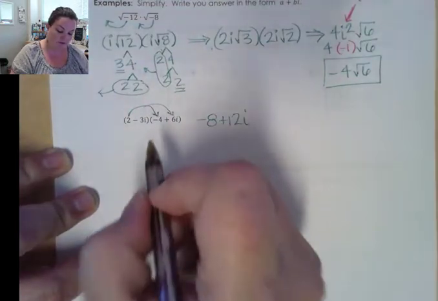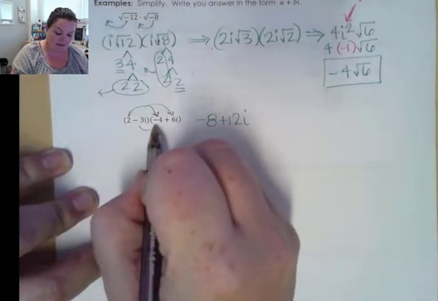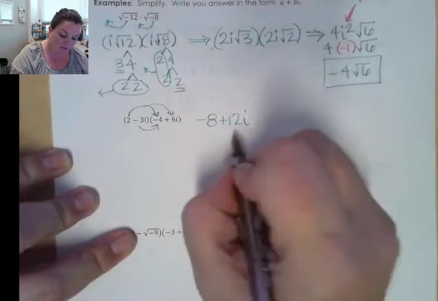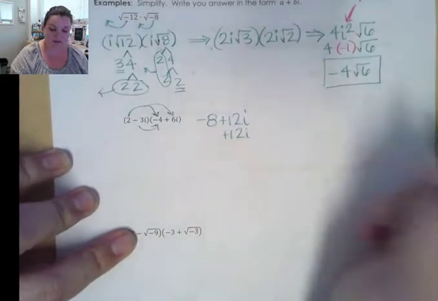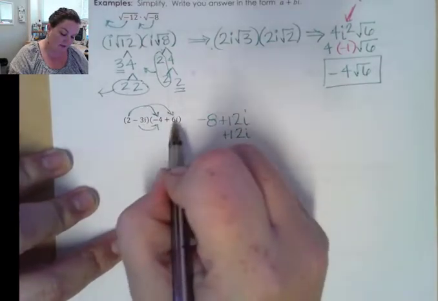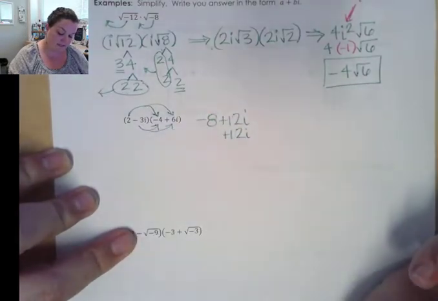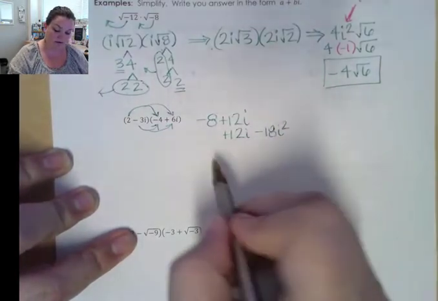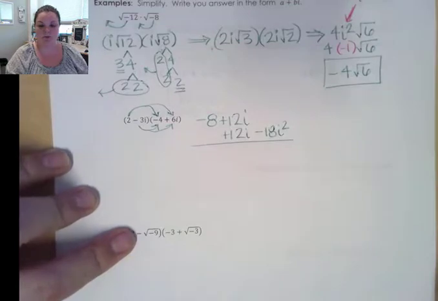And then I'm going to distribute this -3i. -3i times -4 gives me a positive 12i. And I'm going to go ahead and just line it up under this other i term, just because then it's easy to combine. And then -3i times positive 6i gives me -18i squared. Okay? And then I just want to combine like terms.